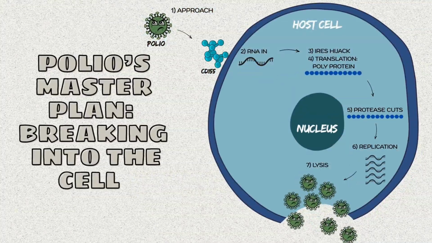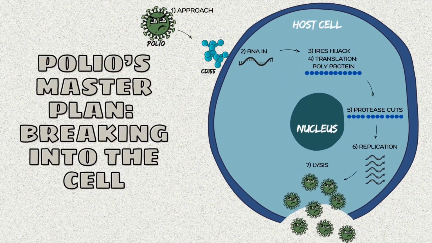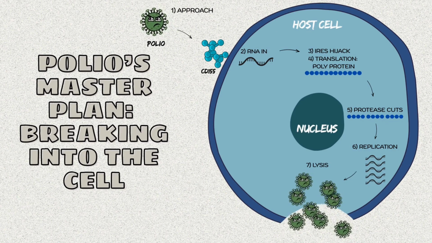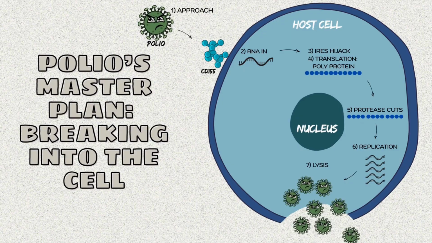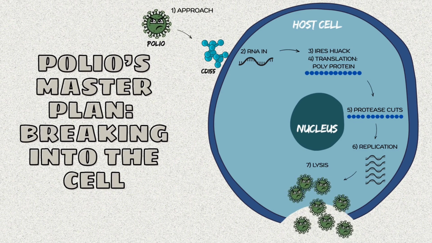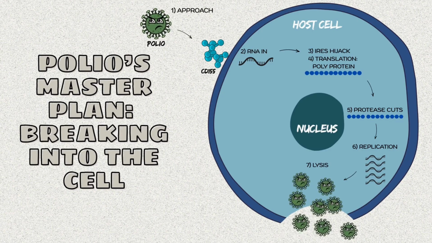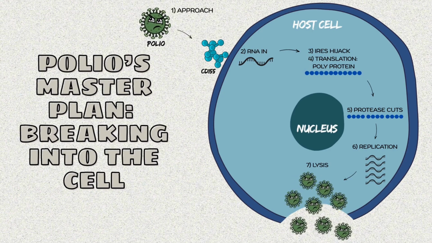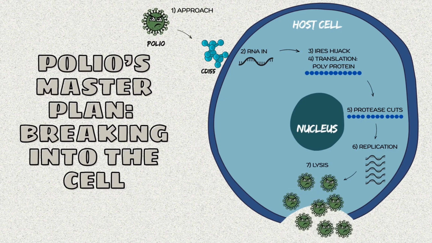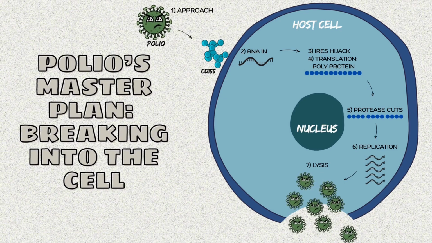Polio spots protein CD155 on an intestinal cell. The protein is the key to unlocking his capsid shell. He latches on, the capsid twists to open, and his RNA slips into the cytoplasm. Polio's RNA contains the IRES, which is a special code that acts like a trap that will trick the cell into following his instructions. The cell's ribosomes start churning out one giant protein, the polyprotein.